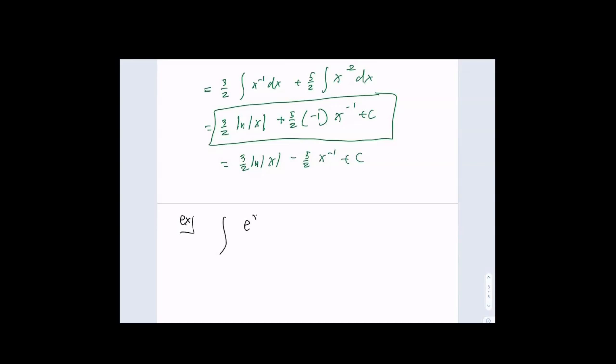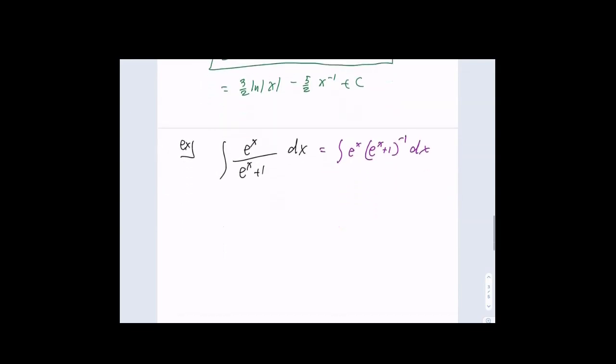The integral of e to the x over e to the x plus 1 dx. Now, I told you 9 times out of 10, what you think you need to do is what you need to do. So what do I do on this problem? Okay. So that gives me the integral of e to the x times what? Would it be e to the power of x plus 1 all to the power of negative 1 dx? Perfect. So therefore, I can probably identify what I need to do a little bit easier now.